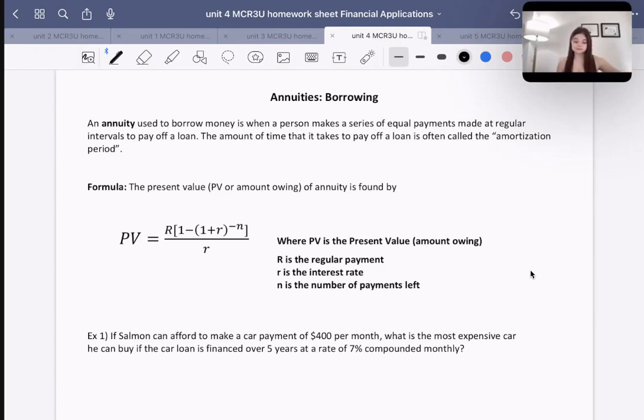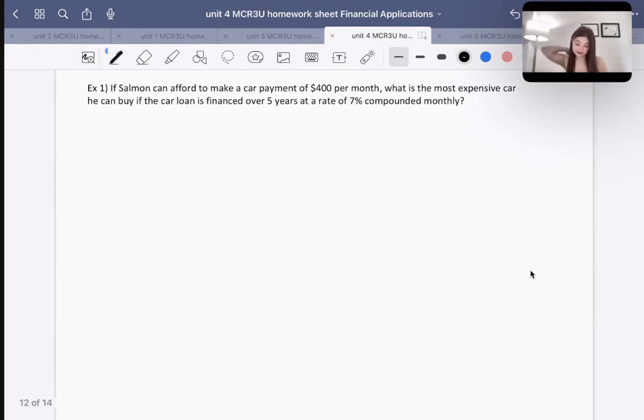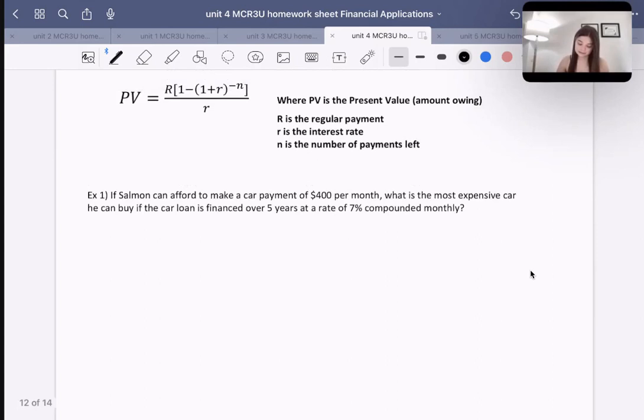Okay, so let's do an example. Example one says, if Salmon can afford to make a car payment of $400 per month, what is the most expensive car he can buy if the loan is financed over 5 years at a rate of 7% compounded monthly? Okay, so let's first figure out our givens, because we were given enough information to be able to solve the question. So let's write that down.